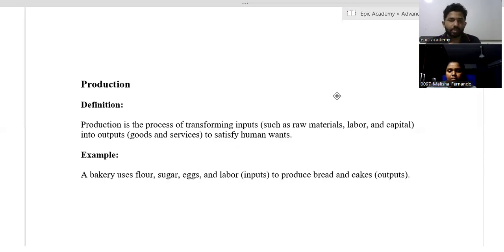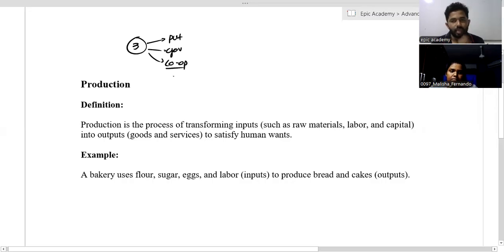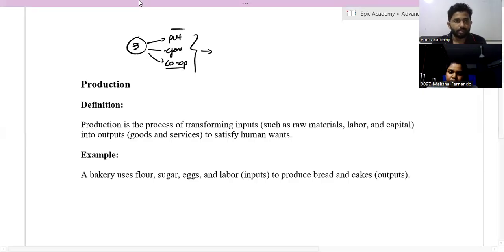To produce goods and services, you can identify three types of main basic institutions. It will be the private sector, or the government sector, or a combination of private and government sector, which we call the cooperative sector. There may be another organization we call multinational corporations. Those are the basic organizations. In this kind of organization, they are going to produce goods and services.